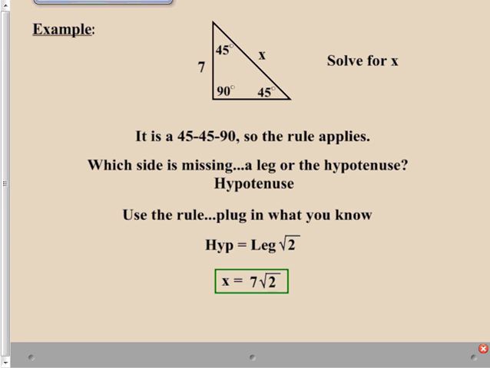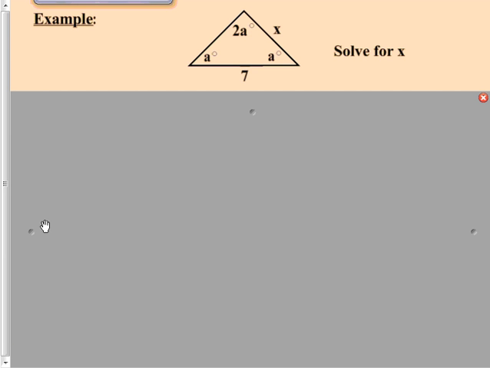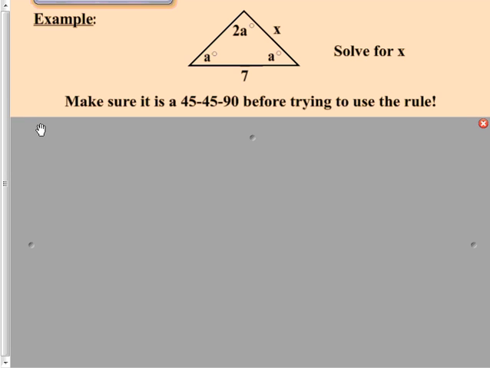Well, what happens if it's a leg that's unknown? Let's have a look at that. Okay, here we have another triangle. We have all kinds of missing information in this triangle. So let's have a look at it. Now, one of the things that we need to keep in mind is that the rule for a 45, 45, 90 right triangle only applies if you happen to have a 45, 45, 90. So we'd probably better verify that first and foremost.